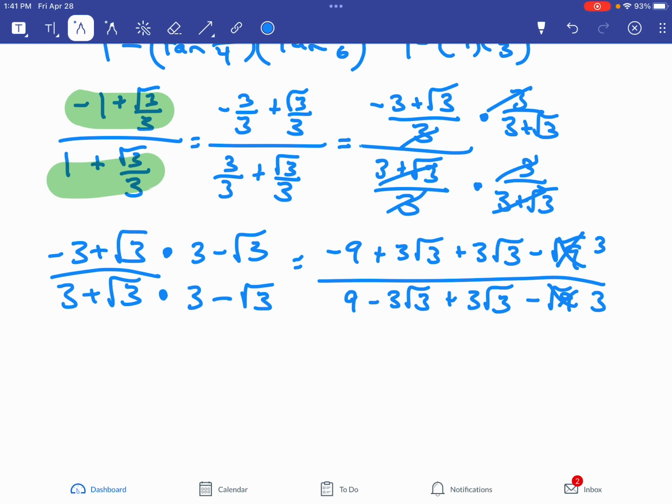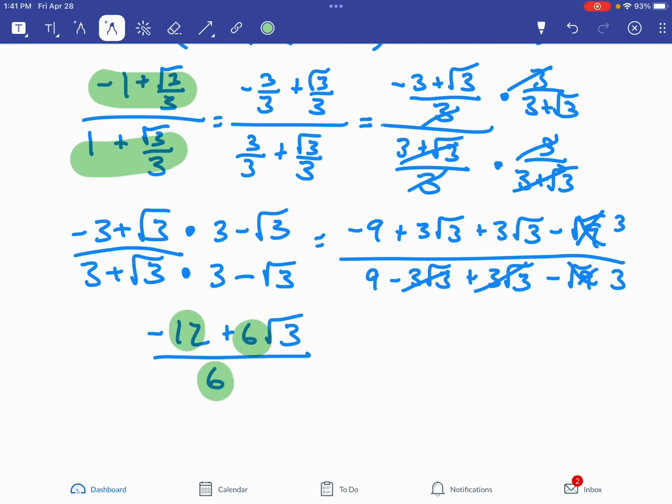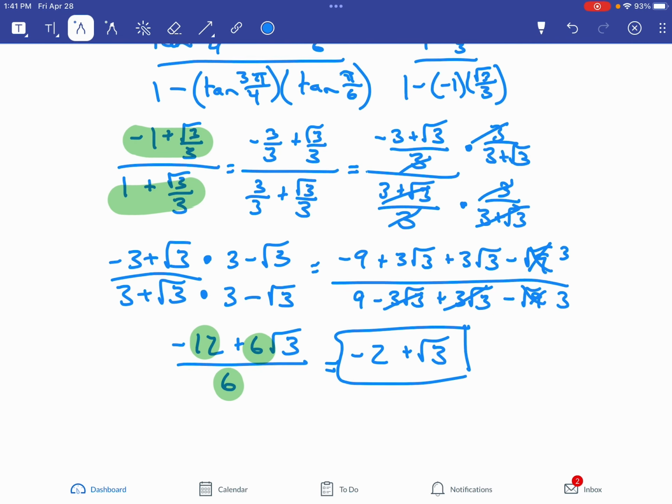Now we can combine the terms on the top. Negative 9 minus 3 is negative 12. But 3 root 3 plus 3 root 3 is positive 6 root 3. You're just adding the numbers in front, using the square roots like a variable. On the bottom, 9 minus 3 is 6, and these two terms cancel each other out. Now, because those three numbers have a common multiple, they are reducible. So we're going to put down negative 2 plus root 3, because we reduced everything by 6. And that's your answer. And you're done.